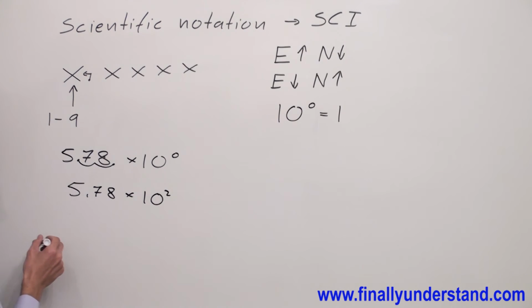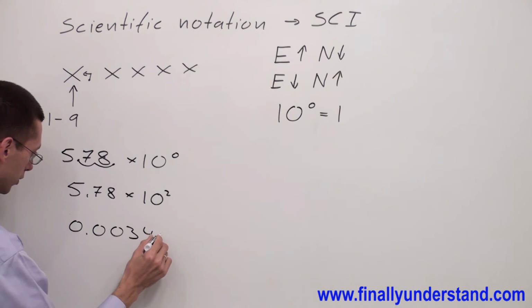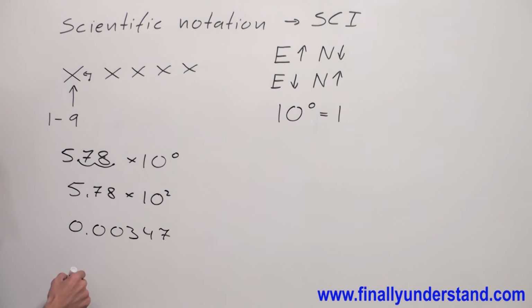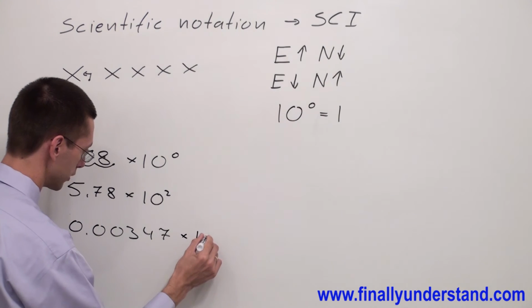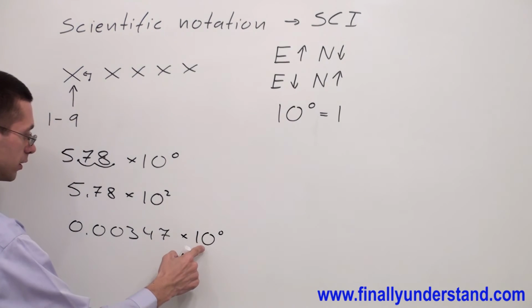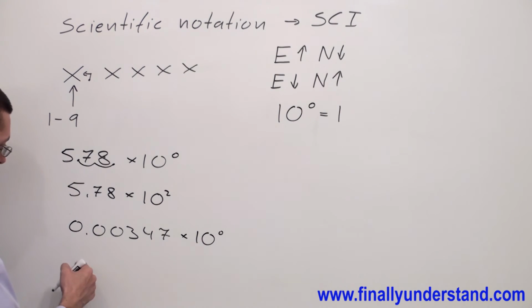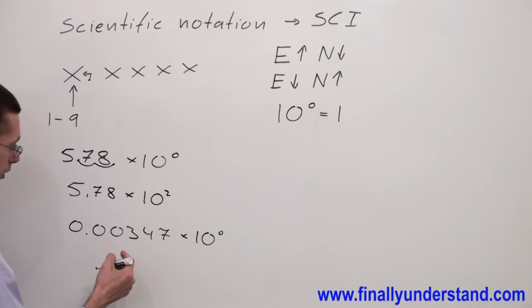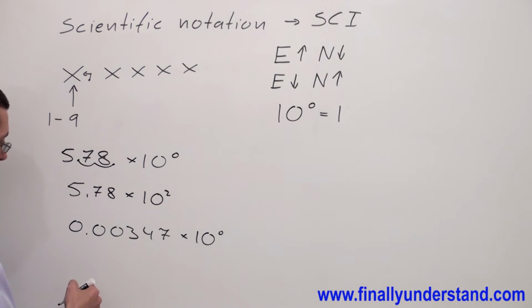Let's do one more example. Let's say I have 0.00347. Again, first realize that we do not have a multiplier. We have to create one: 10 to 0. 10 to 0 is equal to 1, and 1 times this number is not going to change anything. So the question is why I'm using it: because this helps me to solve the problem.